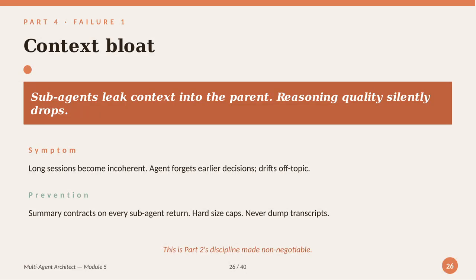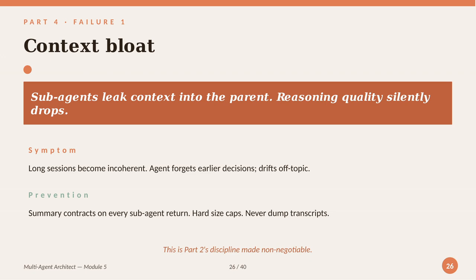Failure Mode 1. Context bloat. We named it as a concept in Part 2. Here it gets named as a failure mode you must prevent. What it looks like. Subagents leak their context into the parent. Reasoning quality silently drops. Long sessions become incoherent. The main agent forgets earlier decisions, drifts off topic, sometimes contradicts what it said 5 minutes ago. The user notices that a system that worked great early in the session is producing nonsense by the end.